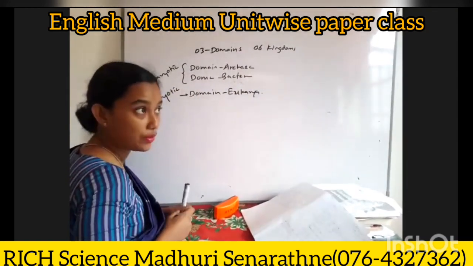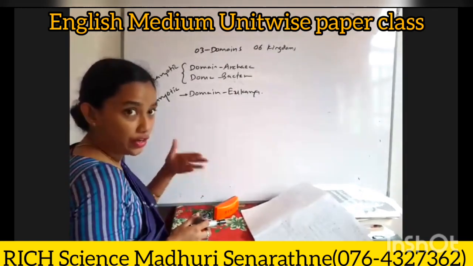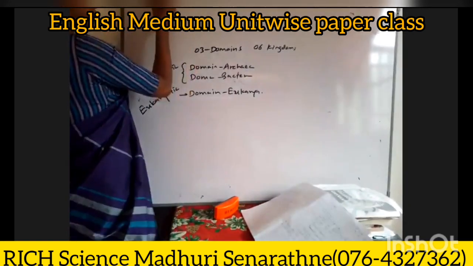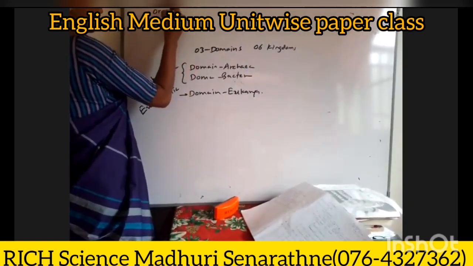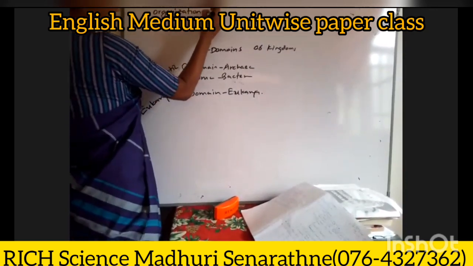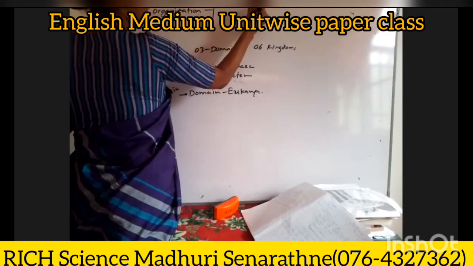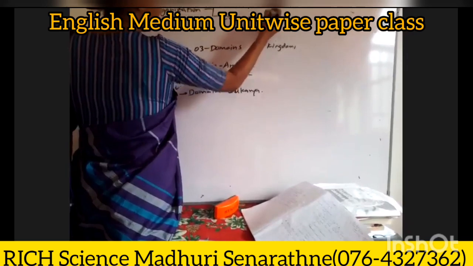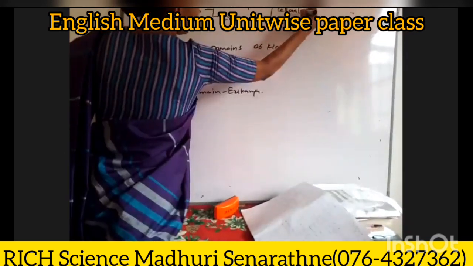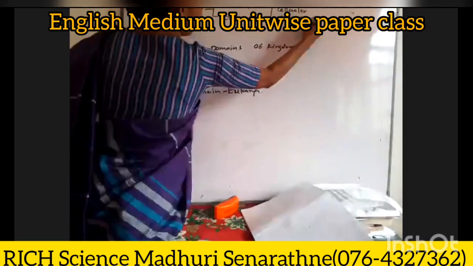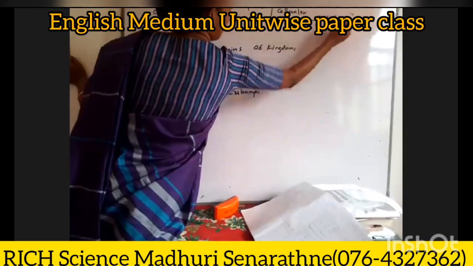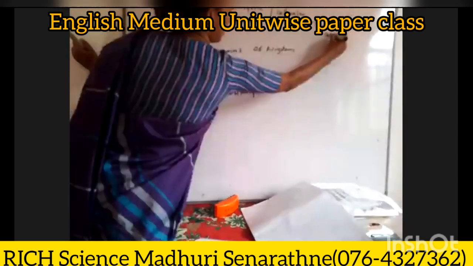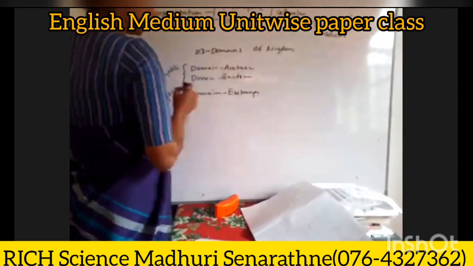Do you know about the difference between prokaryotic and eukaryotic cellular organization? Cellular organization means prokaryotic and eukaryotic. Cellular arrangement means unicellular and multicellular. Unicellular and multicellular is the cellular arrangement.